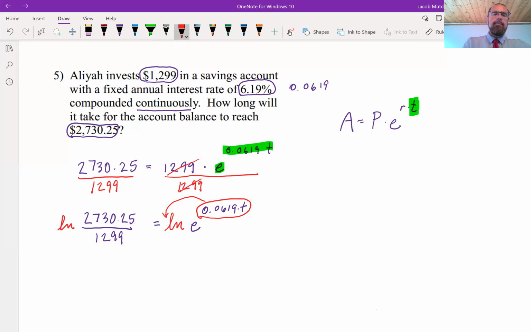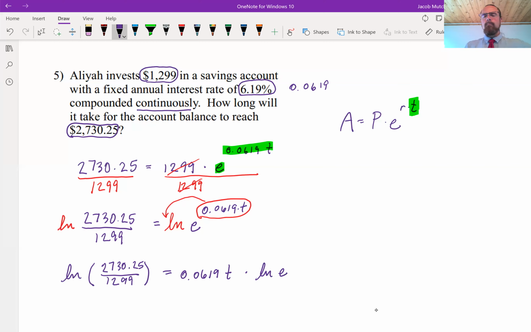So my next step, again, I'm building this left side up, is natural logarithm of the fraction 2,730.25 over 1,299. That now equals 0.0619t times the natural log of E. So we're one step away from the solution, maybe 1.5 steps.